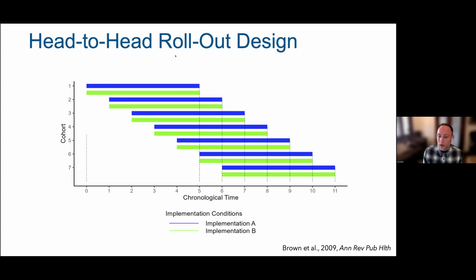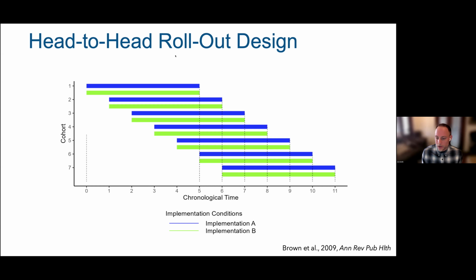So another study design that you can do with a rollout is what we call a head-to-head rollout design. A head-to-head rollout design is where you actually have two different implementation strategy conditions, and you're going to evaluate these head-to-head, one against the other, in a rollout sequence. So in this case, you have two different randomizations. You have randomization to sequence, are you going to be in cohort 1 through cohort 7, and you are also randomly assigned to which implementation strategy you get within the cohort that you're in.